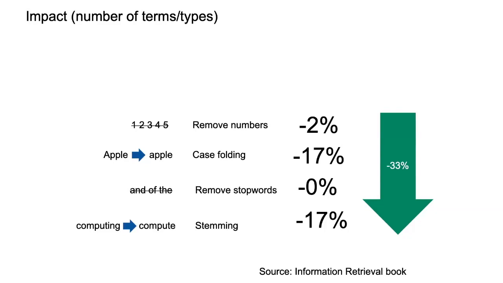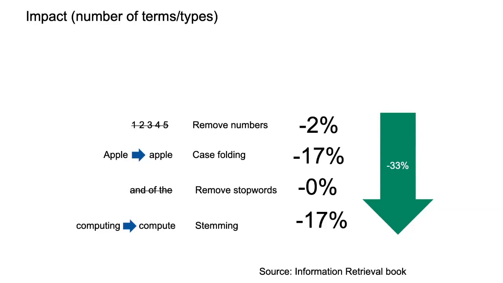All right. So this is what we get when we actually decrease the percentages. So if we remove the numbers, we basically reduce the number of terms by 2%. If we case fold, then we reduce the number of terms by 17%. If we remove the stop words, 0%, how can it be? Because we look at the number of terms. So if we have hundreds of thousands of terms and we remove just 30, the impact is minimal. If we stem, then we are going to reduce the number of terms by 17%.